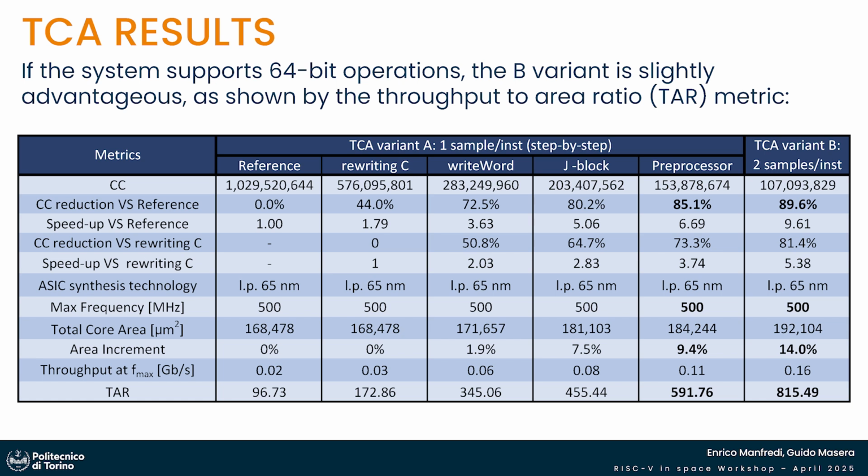The throughput over area ratio here is used to compare these two results, and we can see that by this metric, the B version is slightly more advantageous if the actual higher area investment is allowed.